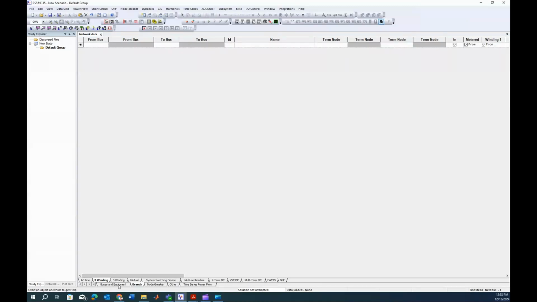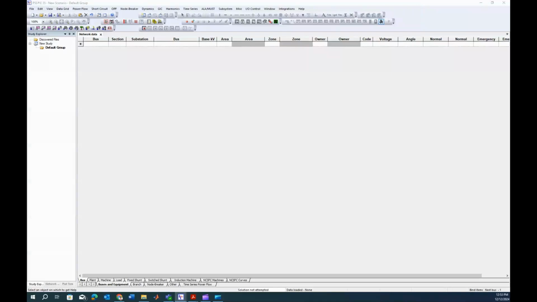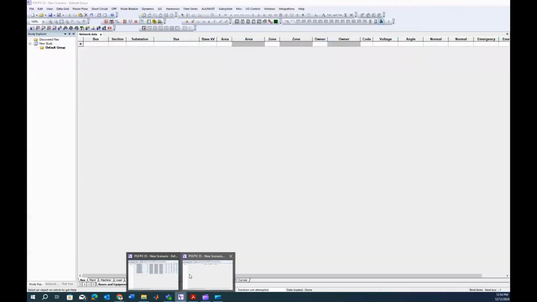To start with, we'll go for bus and equipment. You can have a look at the bottom here, Bus and Equipment, and there you go for bus data. In order to enter that bus data, observe the network. The number of buses that we have is totally 17. So we need to enter that 17 bus data.